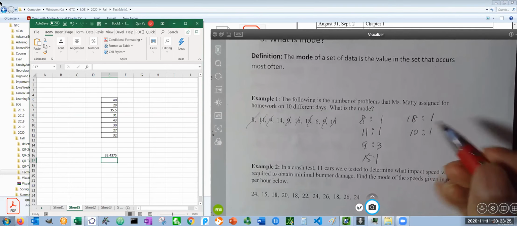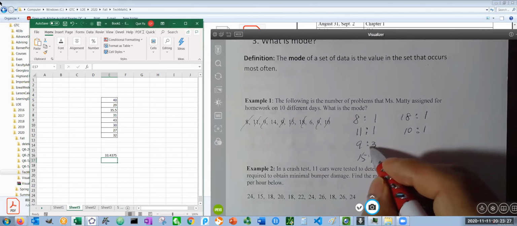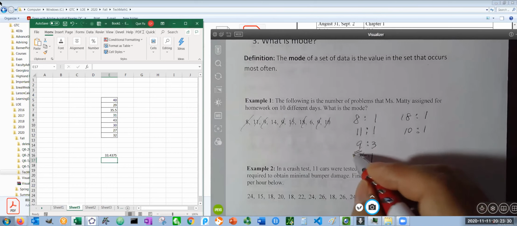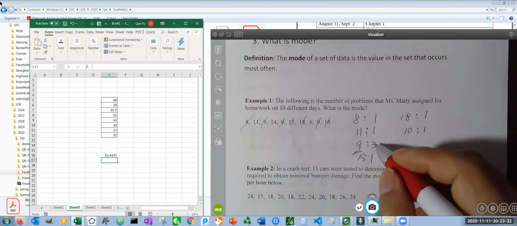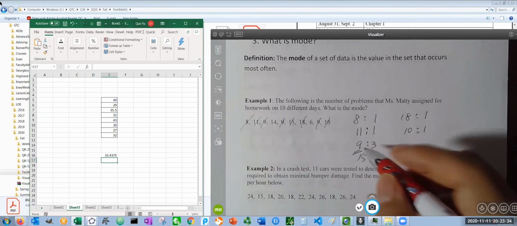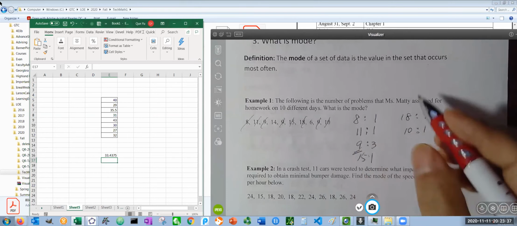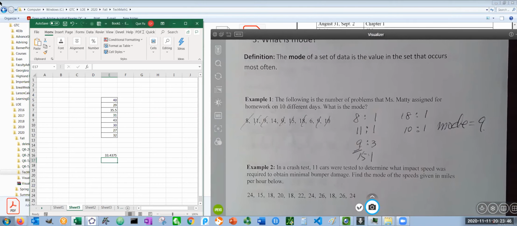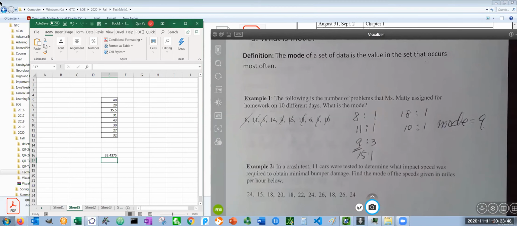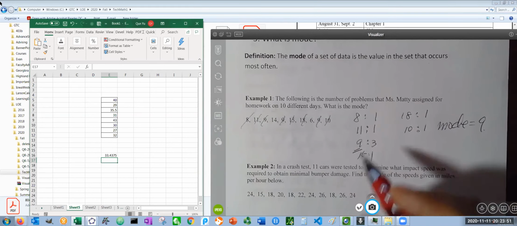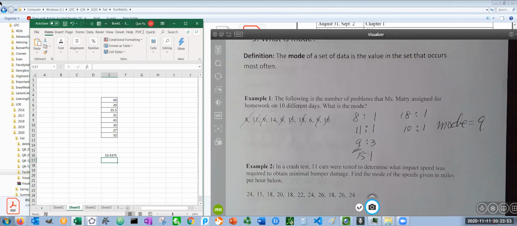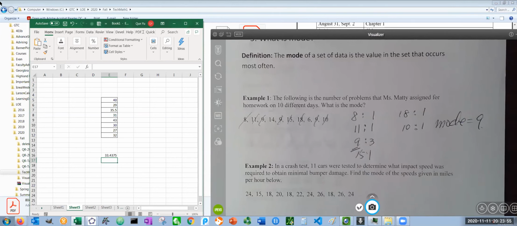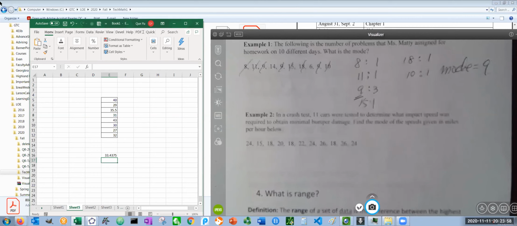Now, which one has the highest frequency? The highest frequency is number 9. So 9 is called the mode. It's not this one, this is the frequency. The number with the highest frequency is called the mode. So the mode is 9 in this data set. So when you talk to other people, say the mode of the data set is 9. And that just tells the other person that 9 is the most popular number in this data set. It occurred most frequently. Okay, example 2.